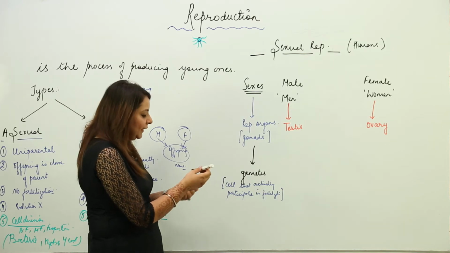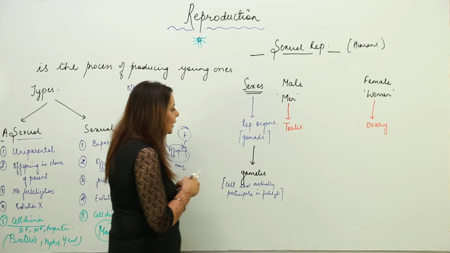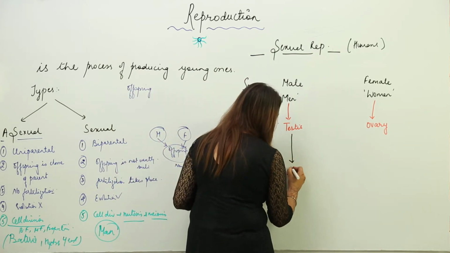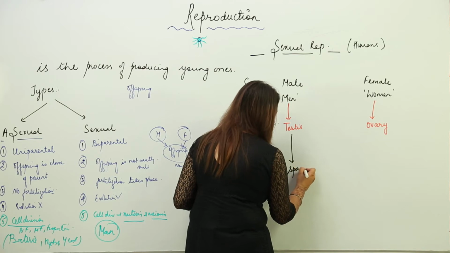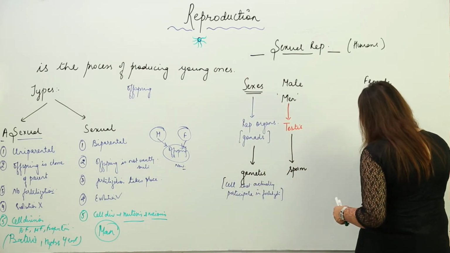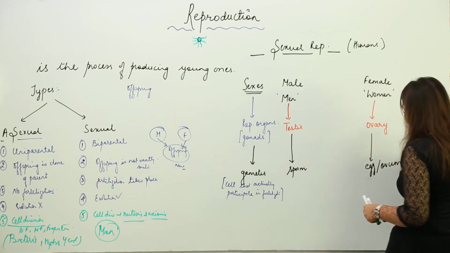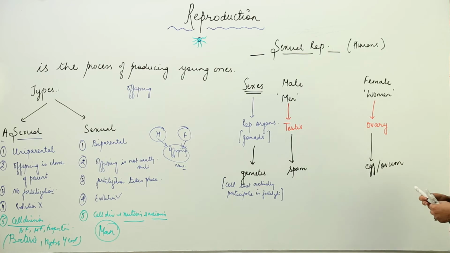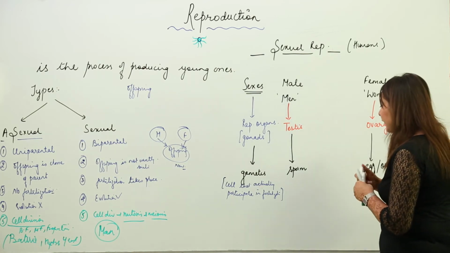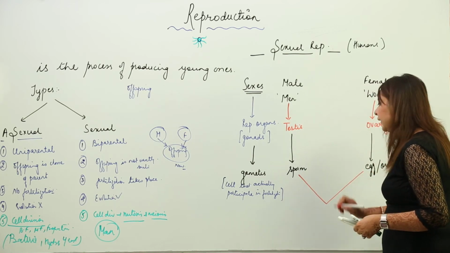The male gonad, testis, is going to produce the male gamete, that is the sperm. And ovaries produce the female gamete, that is the egg. We can also call the egg ovum. Now these sperm and egg are going to fuse.